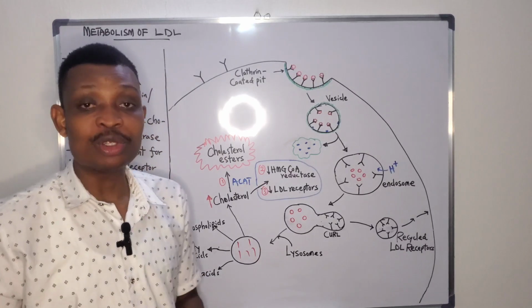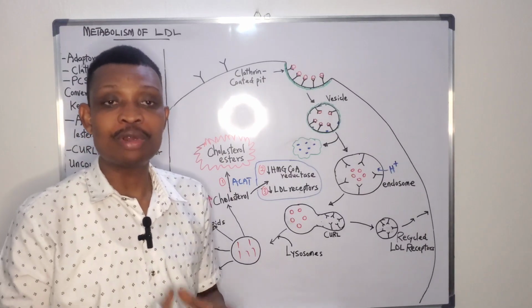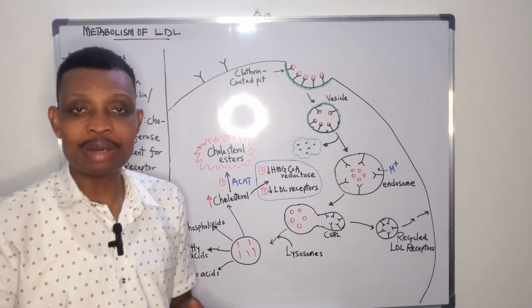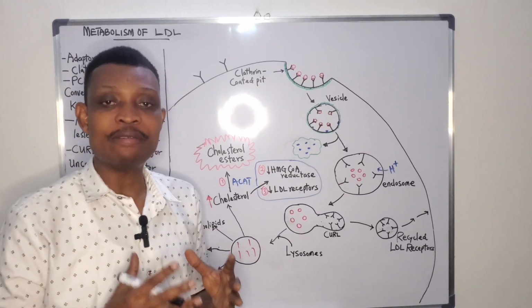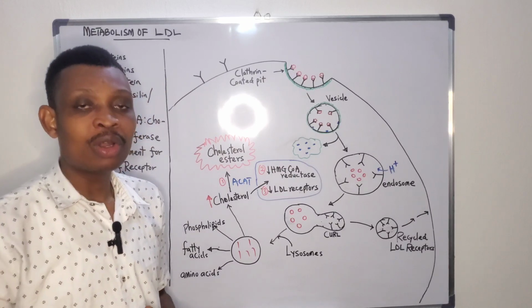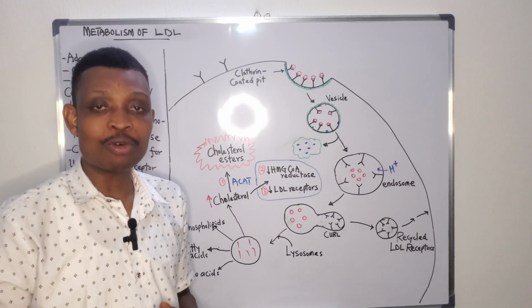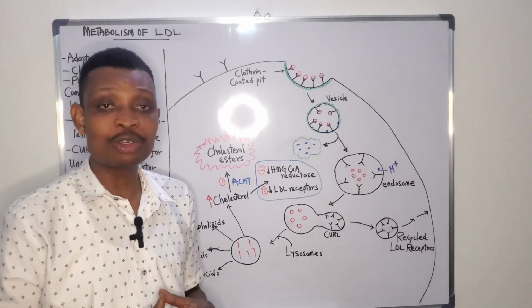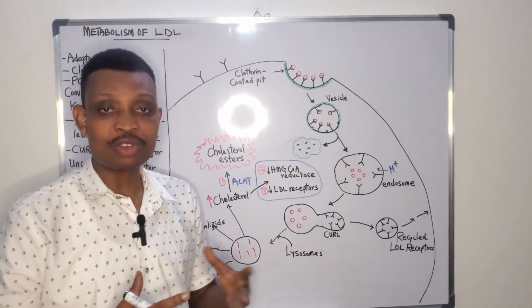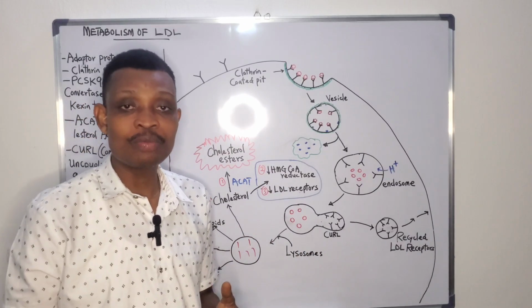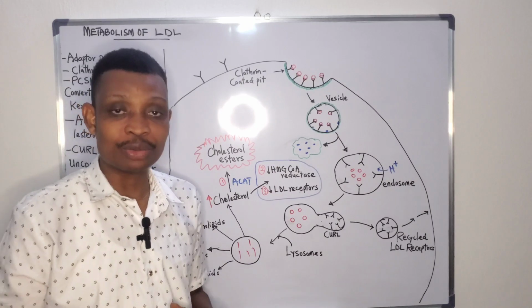So for today's lecture, we'll be talking about the metabolism of low density lipoprotein. In our previous class, we talked about the metabolism of very low density lipoprotein, where we discussed that the very low density lipoprotein particle functions mainly in the transportation of triglycerides to extrahepatic tissues or peripheral tissues such as the adipose tissue, skeletal muscle, and cardiac muscle.